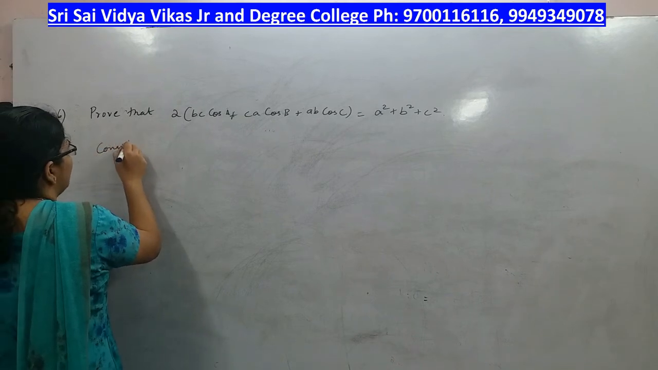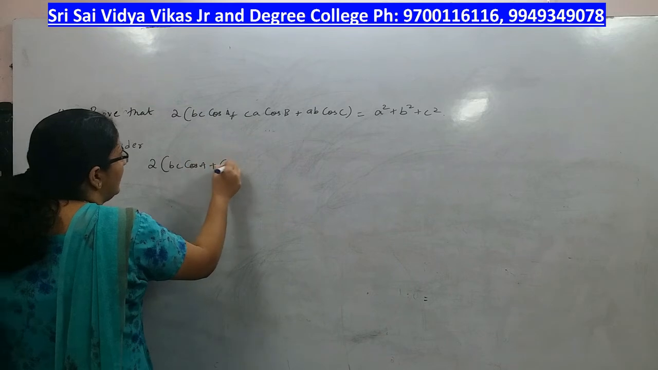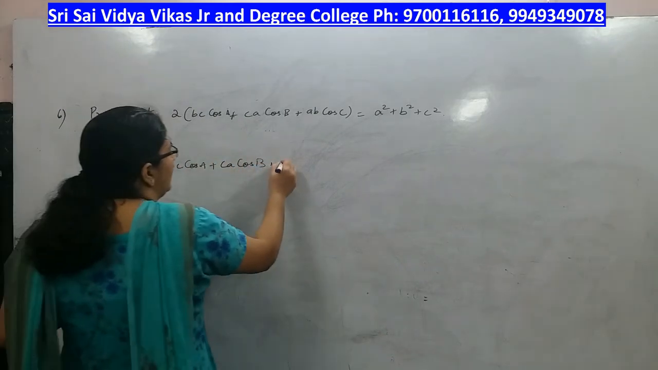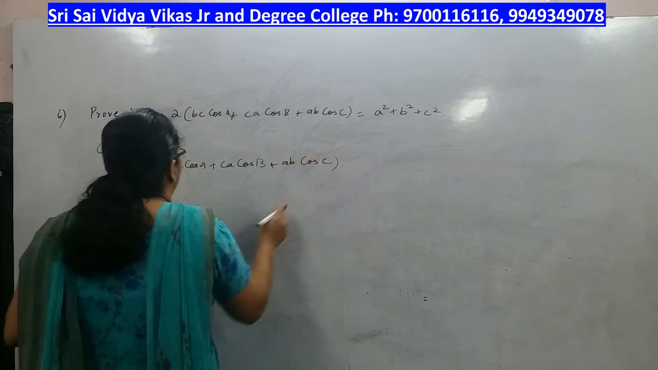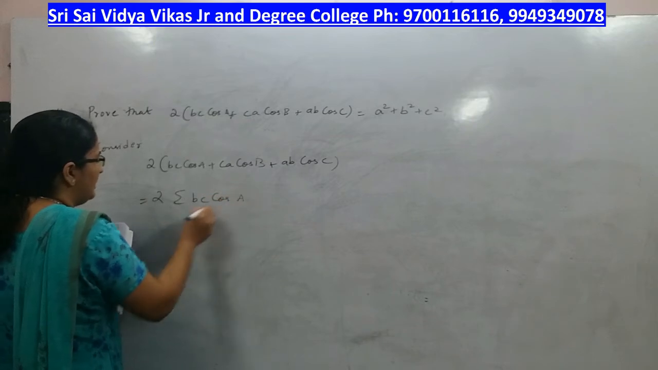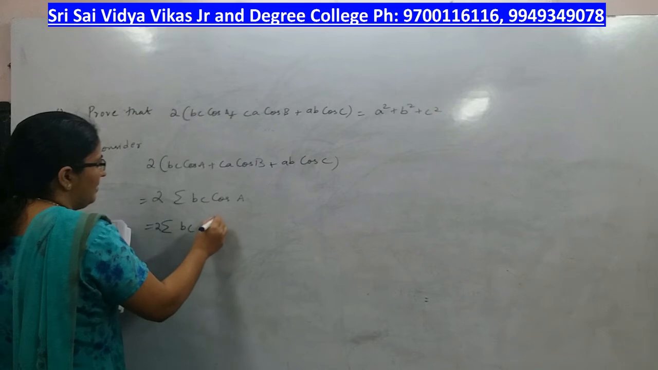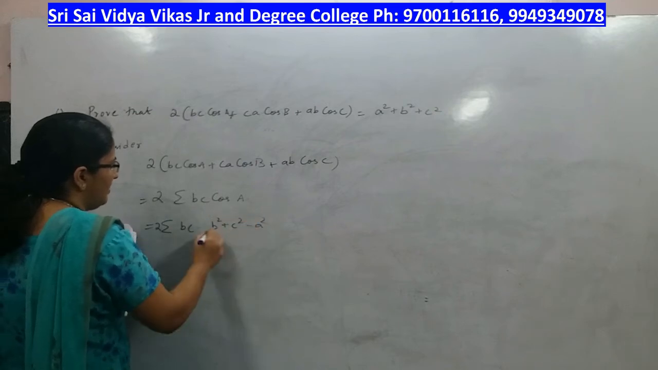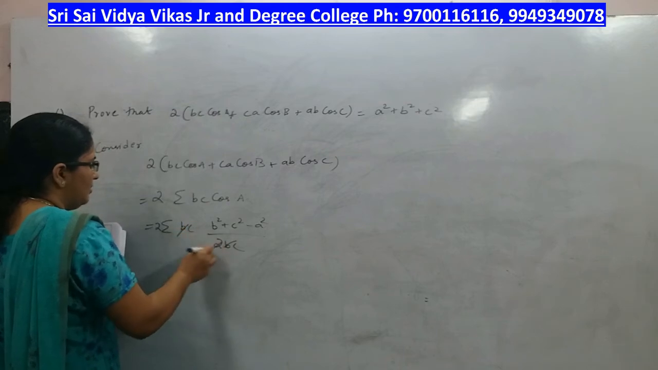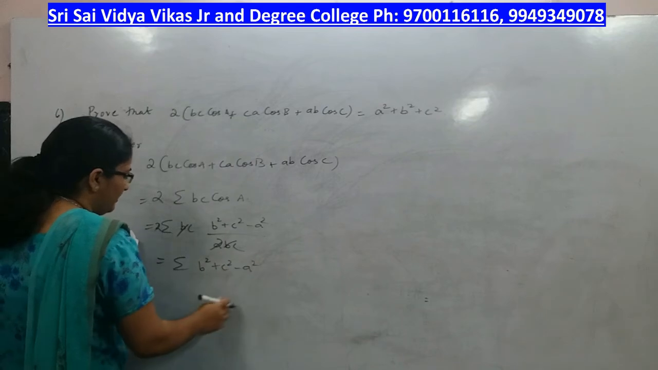Consider 2 into (BC cos A + CA cos B + AB cos C). This is equal to 2 into summation of BC cos A. 2 into summation of BC cos A is nothing but b square plus c square minus a square by 2BC. Here BC gets cancelled, 2 gets cancelled, that is summation b square plus c square minus a square.